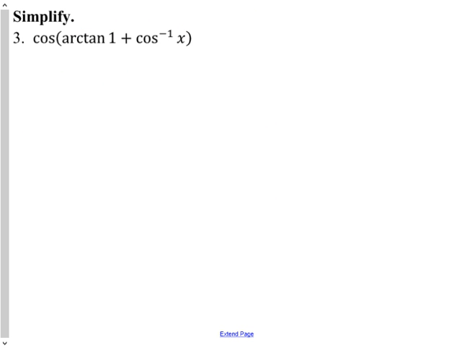Next, simplify. We got cosine arctangent of 1 plus cosine inverse of x. So first, just write out the whole problem, right? Still treat this as cosine of u plus v. We've got cosine, so this is going to equal, right? Reminder, cos u, cos v, negative sign, sine u, sine v.